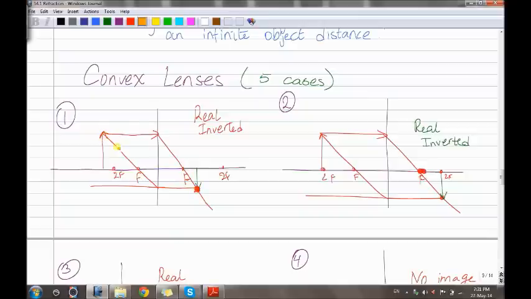And then we draw another ray, so it will refract back here, and then like that. So the meeting point will be here, so the image will be here. So this is the image and it's real and inverted.